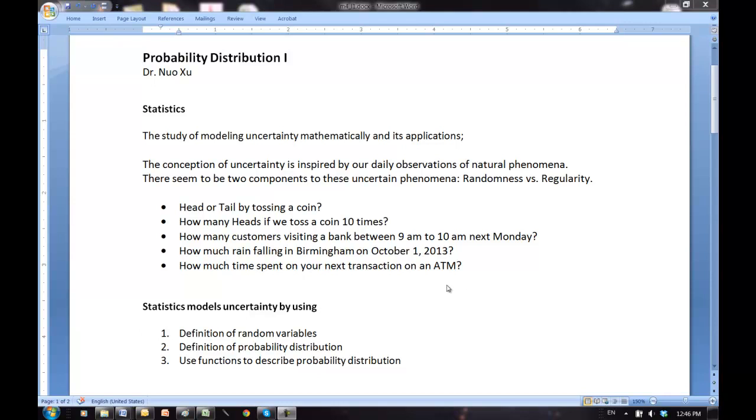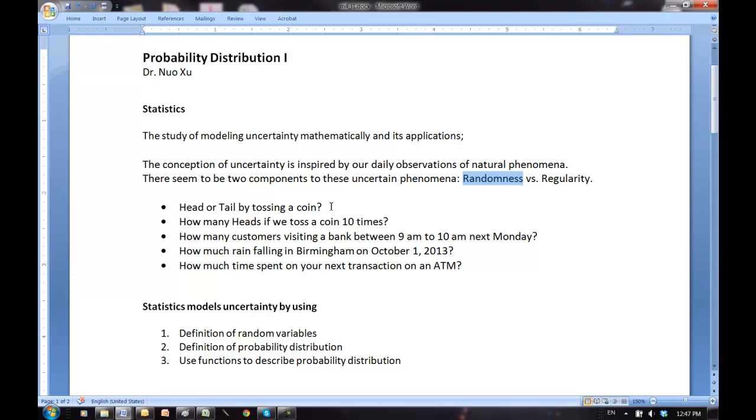This lecture covers the first part of probability distribution. So statistics can be simply defined as the study of modeling uncertainty mathematically and its many applications. The concept of uncertainty is inspired by our daily observations, and we also notice there seems to be two components to these uncertain observations. On one hand, there is randomness. On the other, there's regularity.